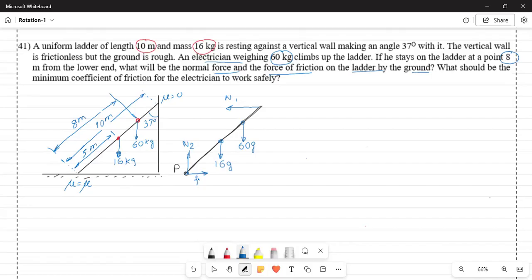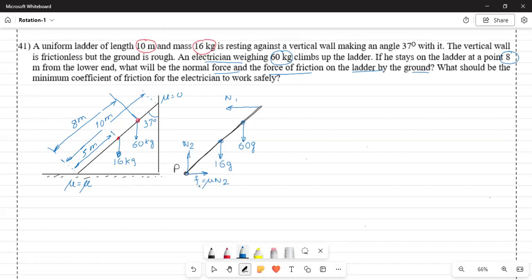Now to start with, if you look at the free body diagram of this ladder, there are vertical forces: vertically upward is N2, downward is 16g and 60g. And there are horizontal forces of N1 and F, which is equal to mu N2. They have to balance.